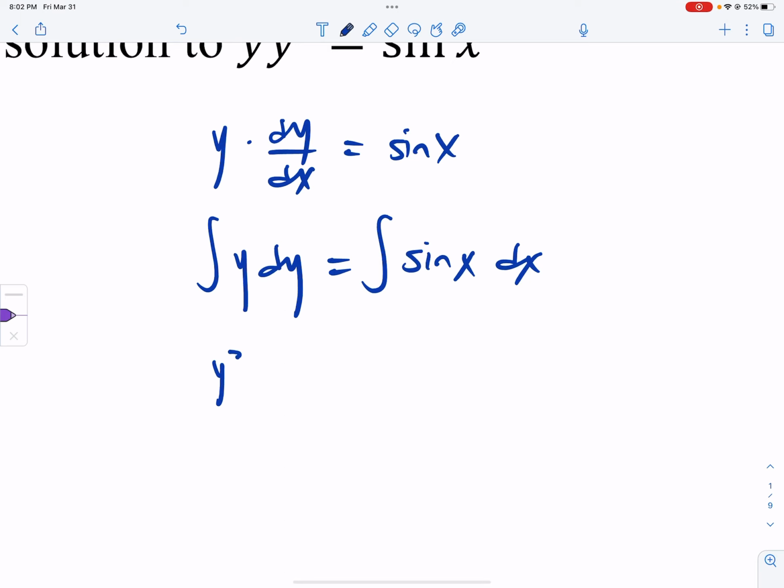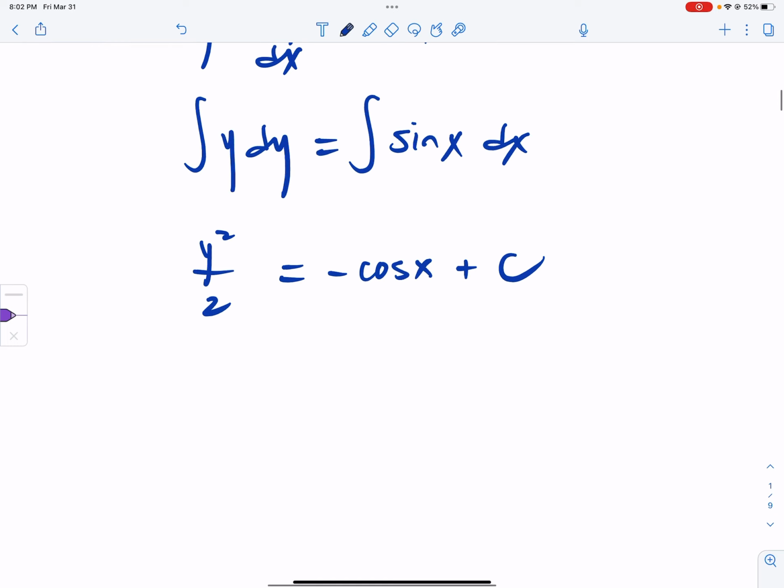Okay, so then we have y squared over 2 when we integrate the left-hand side, and we're going to put the plus c, plus the constant of integration with the integral that's in terms of x. So when we integrate sine, that's going to be negative cosine plus c.